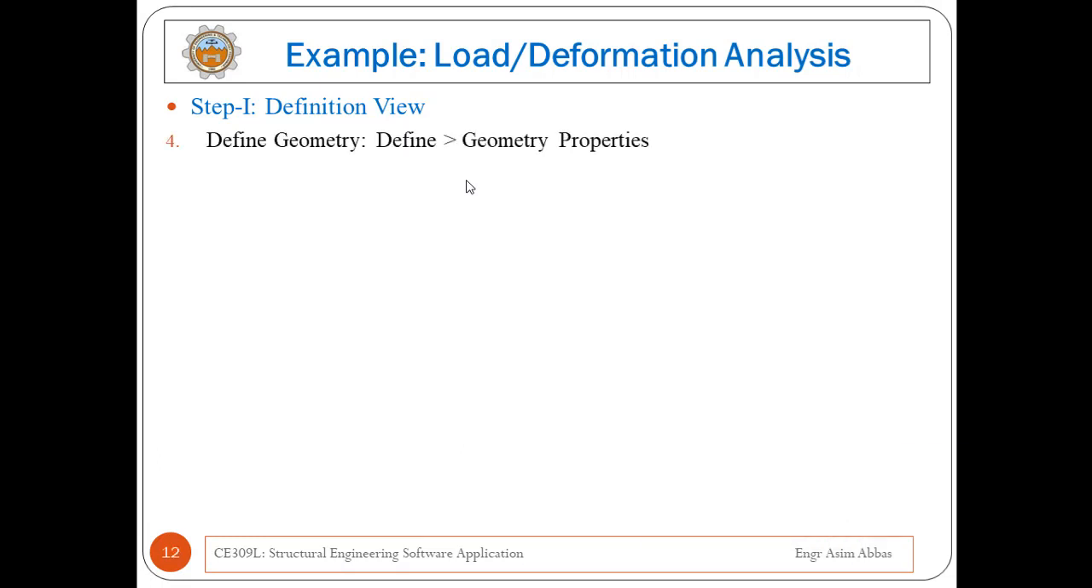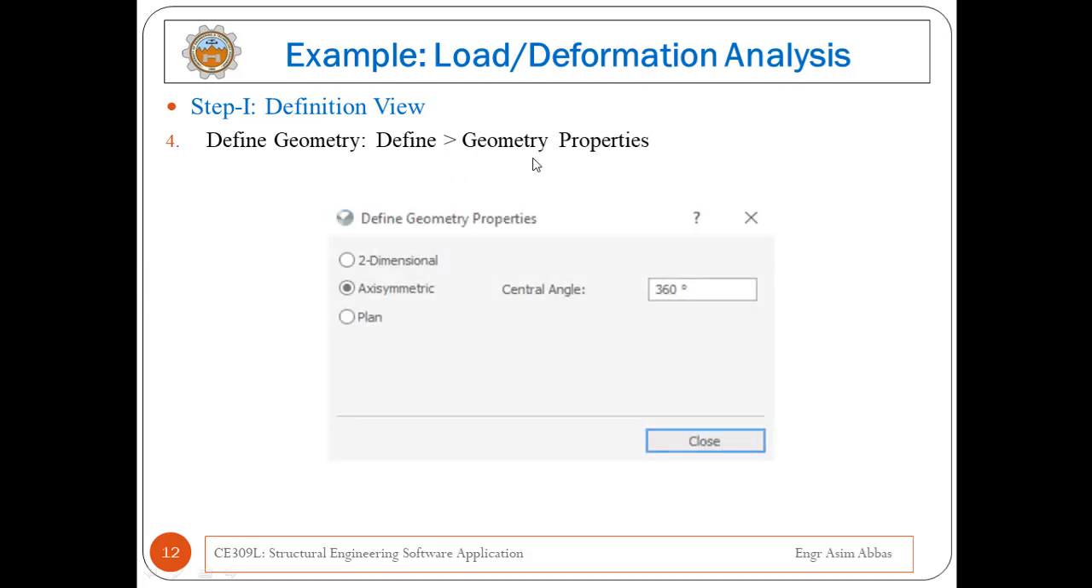Then step 4 is to define geometry, where I will define geometry. For that, go to Define, then select Geometry Properties. So this window will appear. From here I will choose the axisymmetric option, and the total angle, the central angle, will be 360 degrees. So I want to perform analysis axisymmetrically and it will give results in all 360 degrees.